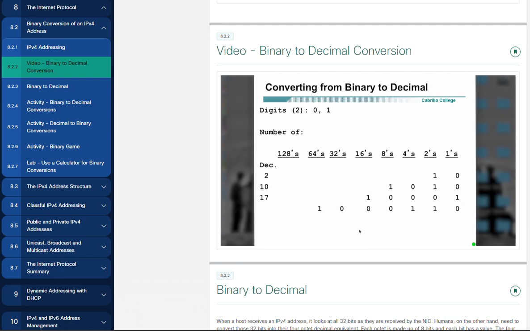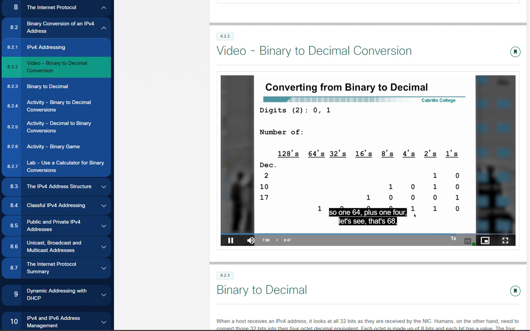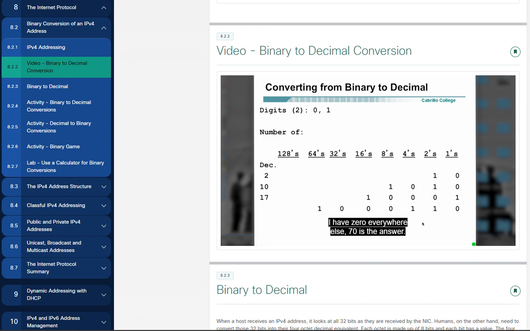How about this? Notice that each column is 2 times the previous column. So 1 sixty-four plus 1 four, that's 68, plus 1 in the 2s, that's 70. I have 0 everywhere else. 70 is the answer. How about this one? Oh, 1 in the 128s. What else do I have? 1 in the 2s. 128 plus 2, that gives us 130.